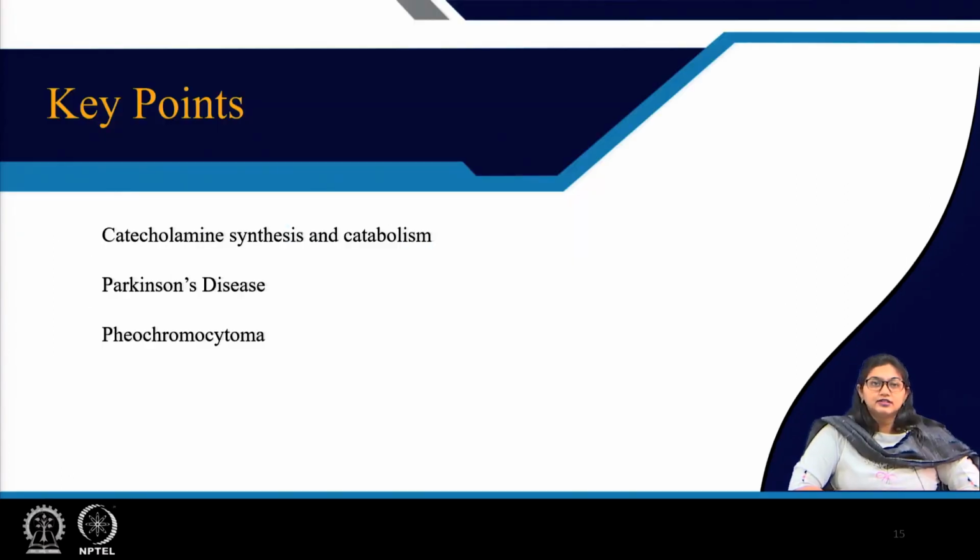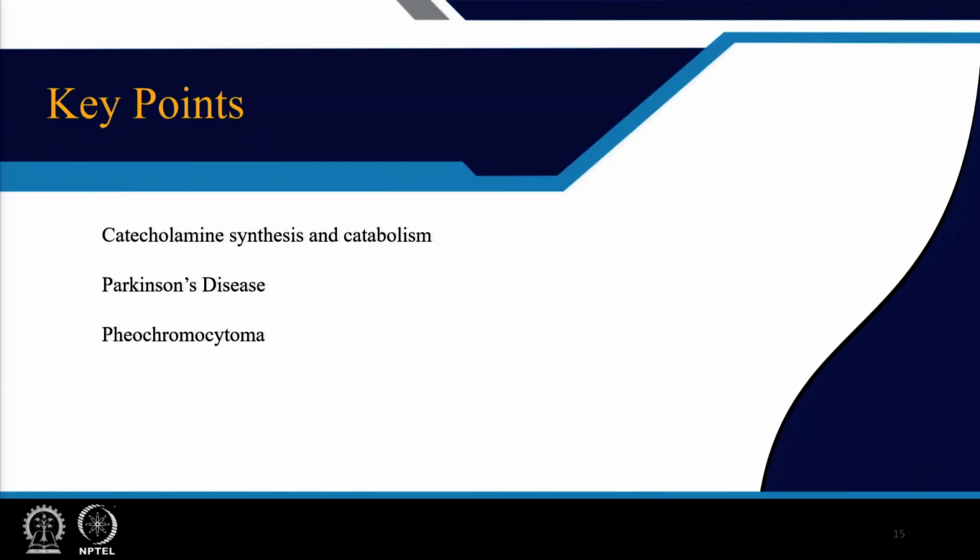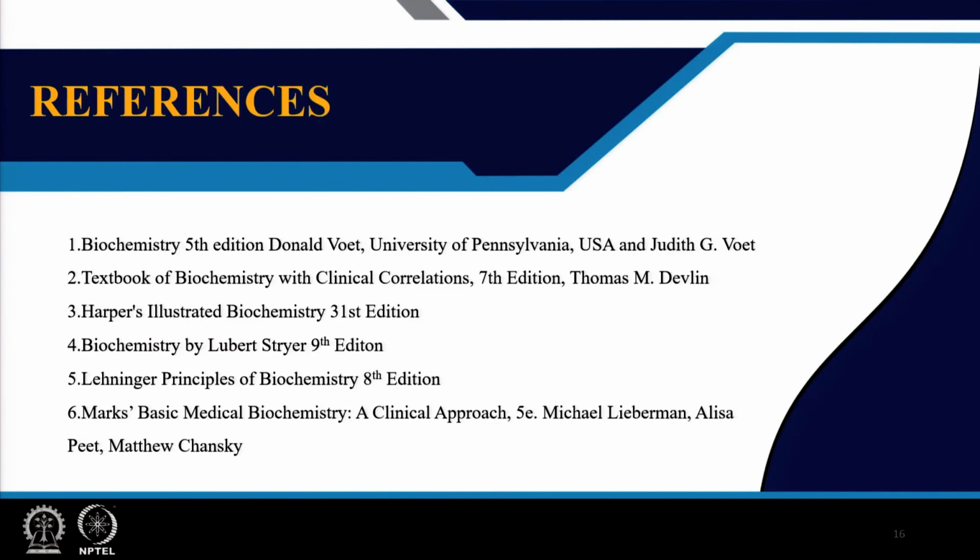So, these are the key points which we have discussed in today's class, that is catecholamines, epinephrine, norepinephrine as well as dopamine synthesis and their catabolism. And then the related disorders: dopamine related disorder, Parkinson's disease, one of the important ones, then pheochromocytoma related to excess production of catecholamines. So, these are my references and see you in the next class.